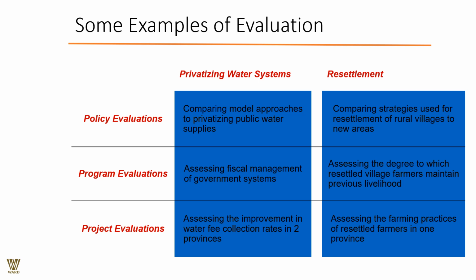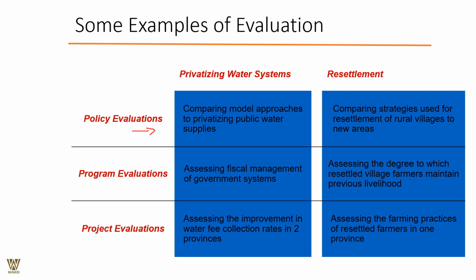Let's say privatization of a water system, and how do we go around it. The policy evaluation, the program evaluation, and the project evaluation. What happens with the project evaluation? The policy evaluation, let's say privatization, is comparing model approaches to privatize public water supplies. Now, what goes around it in terms of resettlement? The company strategy is used for resettlement of rural villages to a new location that we're talking about.